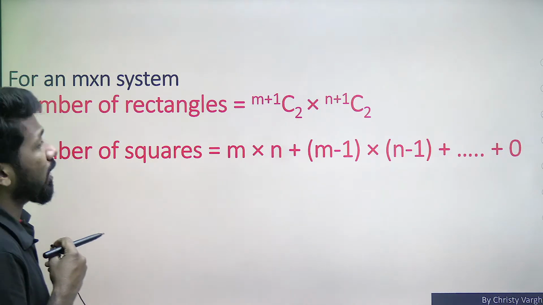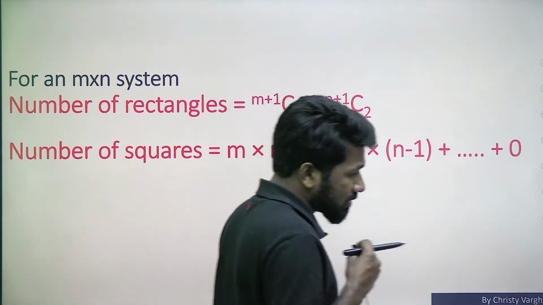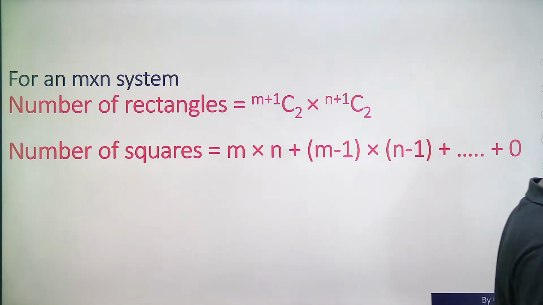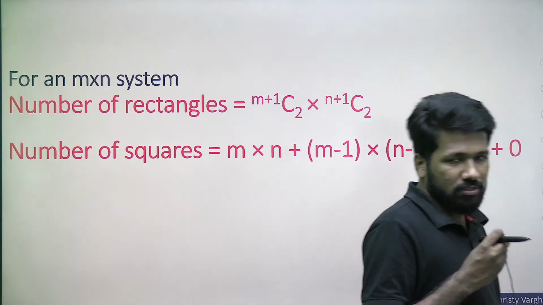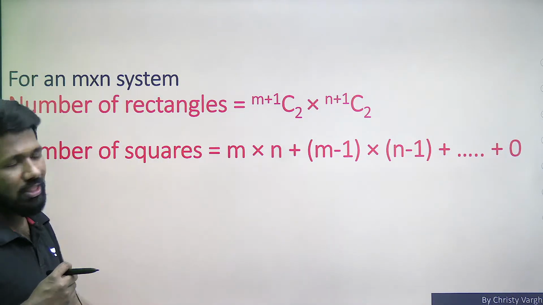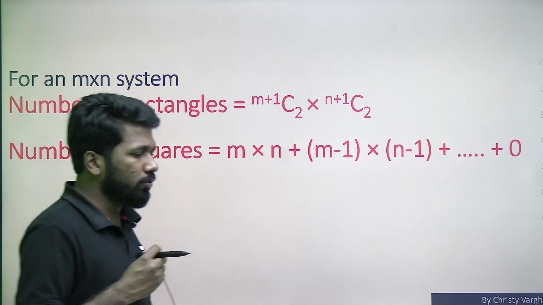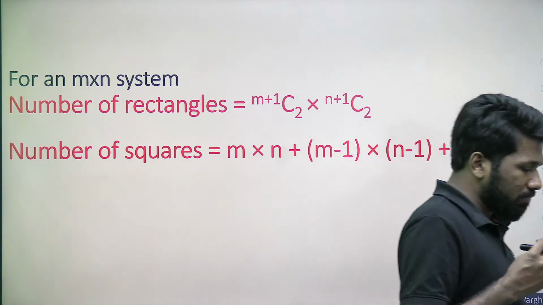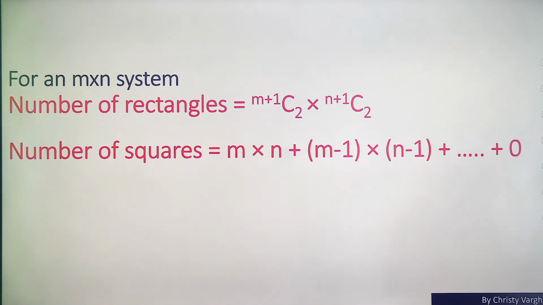Rectangle number, square number, if it is an m by n system, then this will work. If it is not an m by n system, then please don't use this formula. In the previous question, none of them you can use this formula, only for this type of problem. But I will show you more of this type of problem, because CSIR also, GATE also have asked this, that is why. Manually you can count it now.